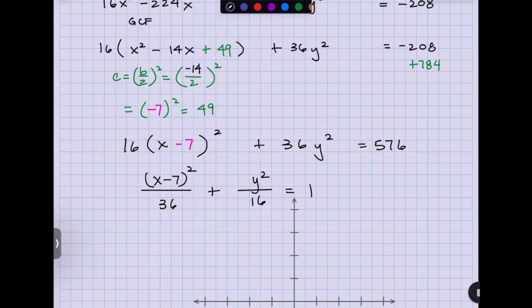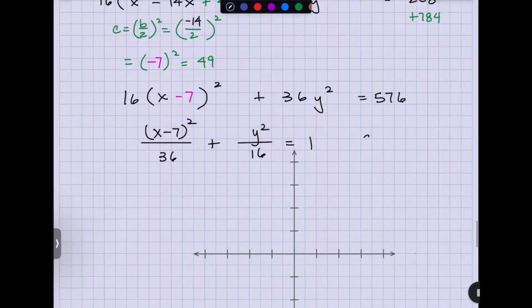Is this going in the x direction or the y direction? X direction, right? Because with the ellipse, we're looking at where the larger number is. It's under x squared, so it's going to open in the x direction. With a hyperbola, we're looking at which one's positive. So we have to be careful with that. So here, the center is at 7, 0.